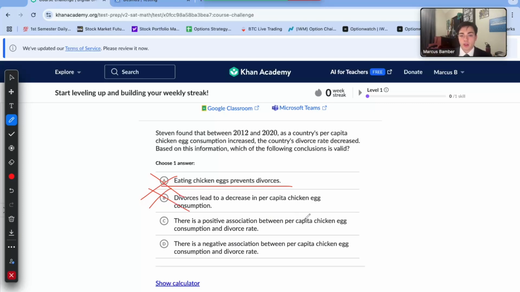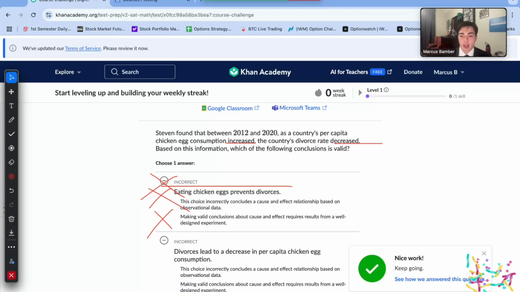There is a positive association, as we see when one increases, the other decreases. Positive is when both increase or both decrease. So C is incorrect. Then there's a negative association. That is true. As one increases, the other one decreases. So D is the correct answer here.